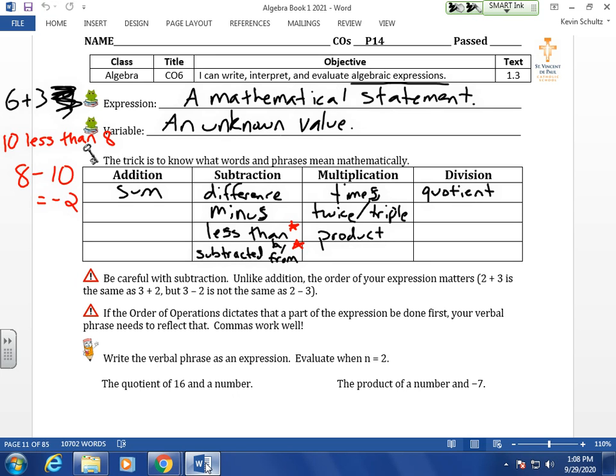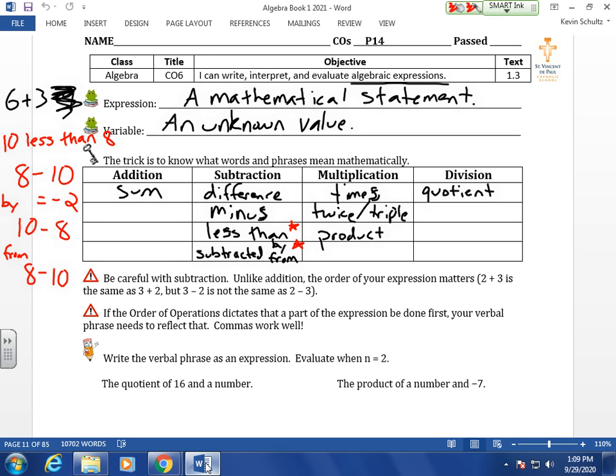Because if I said 10 subtracted by 8, that would be 10 minus 8. If I said 10 subtracted from 8, now we're back to that 8 minus 10. So 10 subtracted by 8 would be 10 minus 8. 10 subtracted from 8, that order changes and it's actually 8 minus 10. So be very, very careful when you see those phrases. Make sure you're putting them in the correct order there.